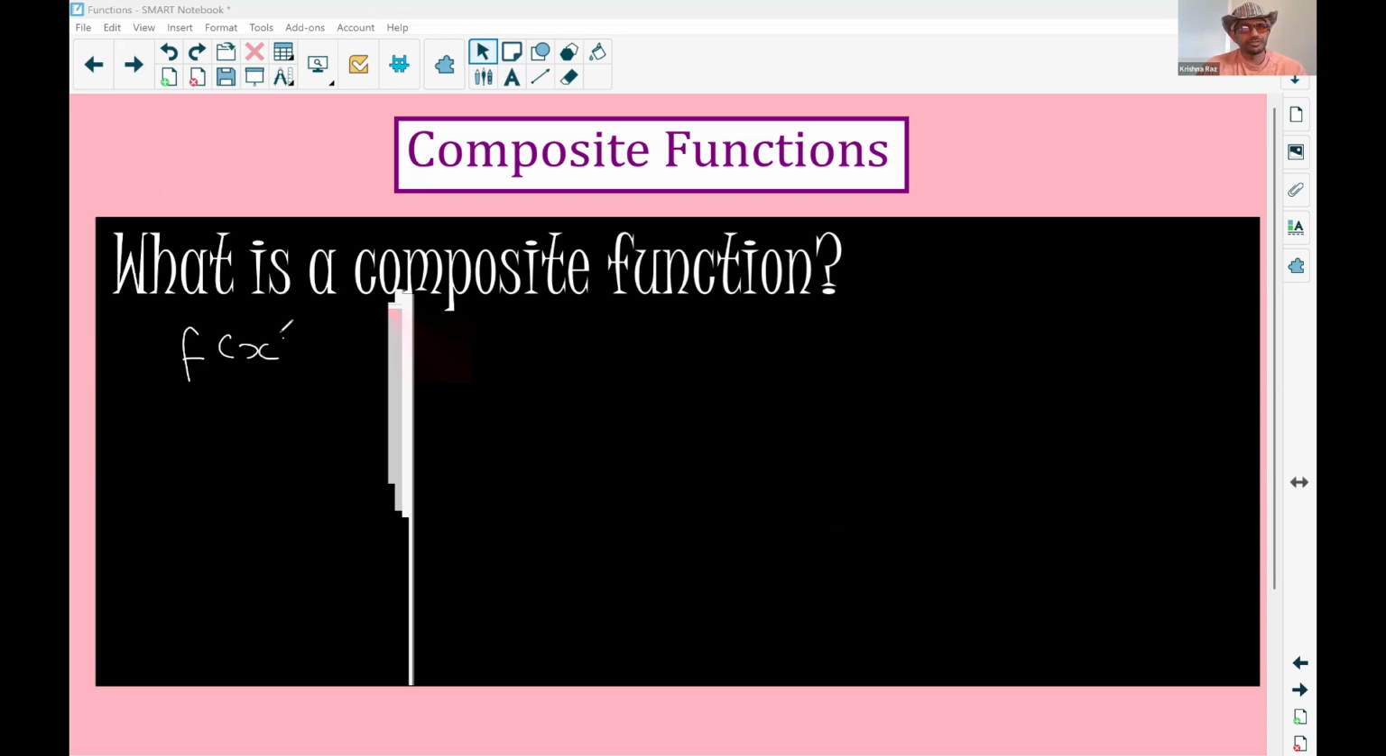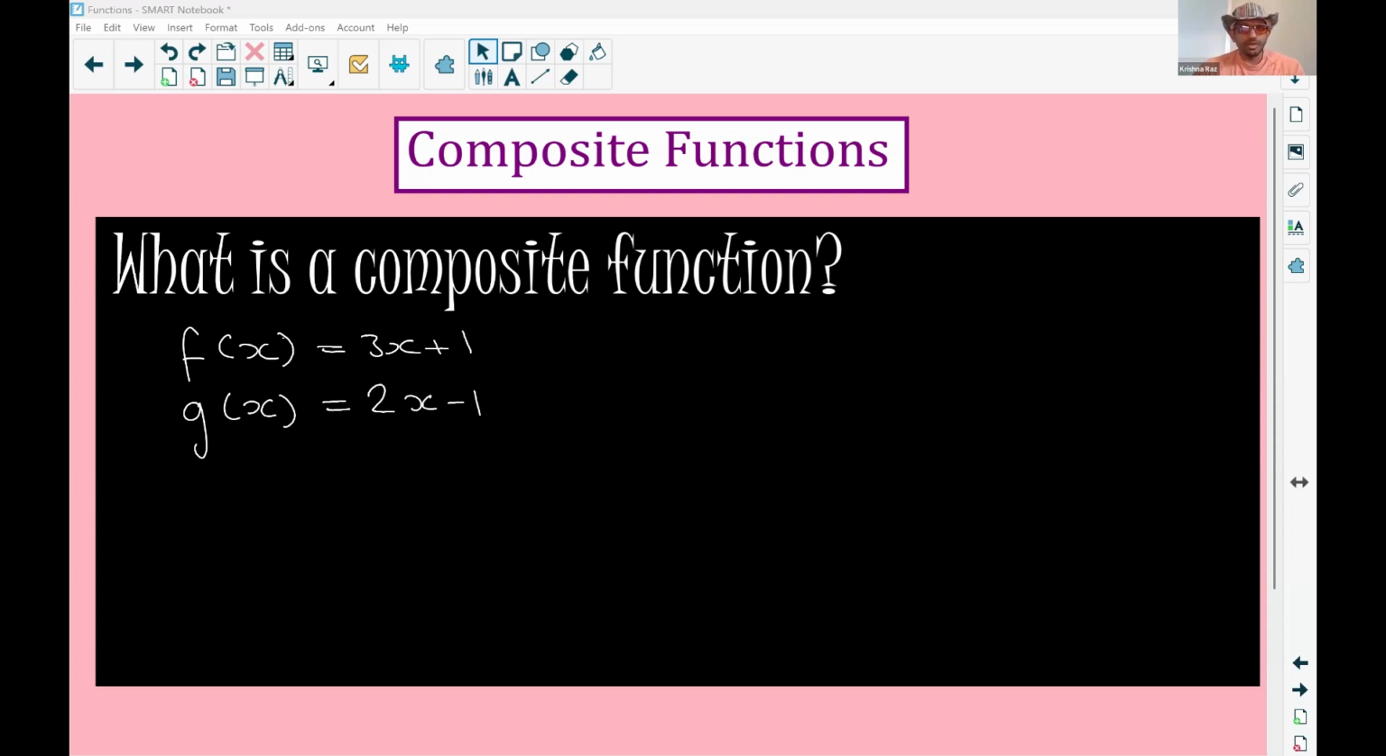So if I give you two functions, say the first function is f of x equals 3x plus 1. Now we can't call the second function f again because we'll get confused. We've already called something f. So we're going to go for the next letter in the alphabet and call it g of x. So what you might be asked to do is evaluate or find f of g of x.